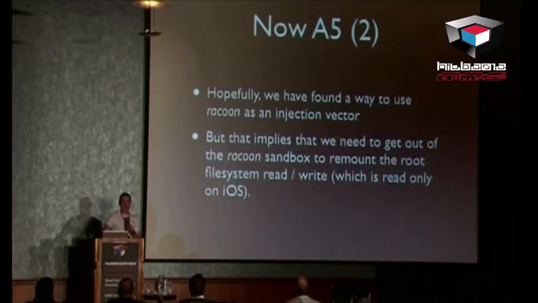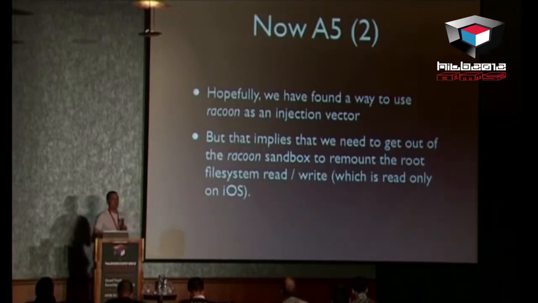Hopefully, with some luck, we have found a way to use Racoon again as an injection vector for the A5. But that implies that we need to get out of the Racoon sandbox, because this time it is the original Racoon we're trying to exploit, not the patched one, to remount the root file system read-write, because by default, of course, it is just read-only. I'm introducing Joshua Hill, who will talk about how we managed to inject the payload.